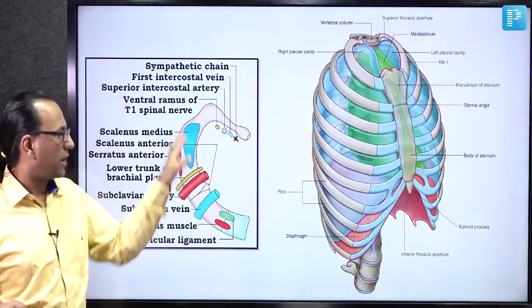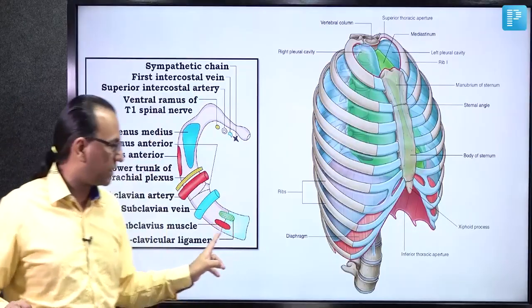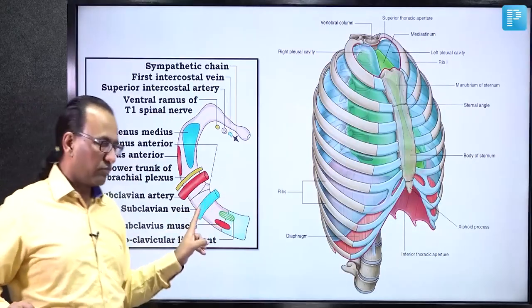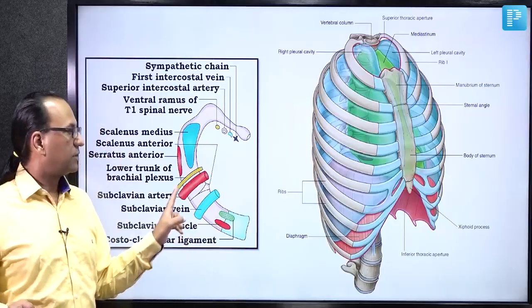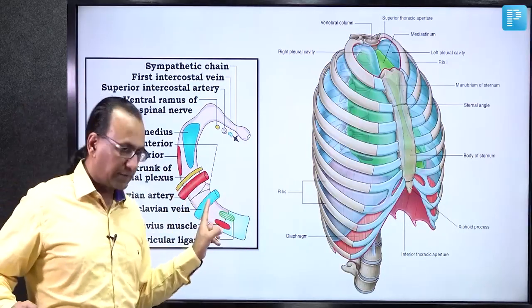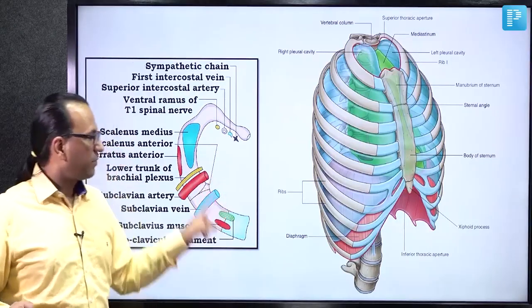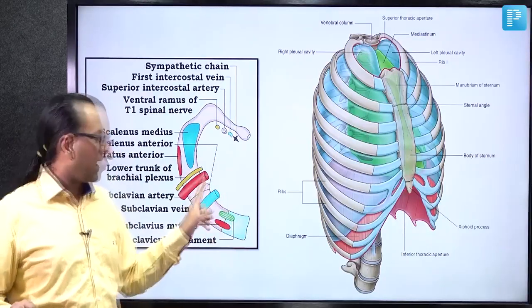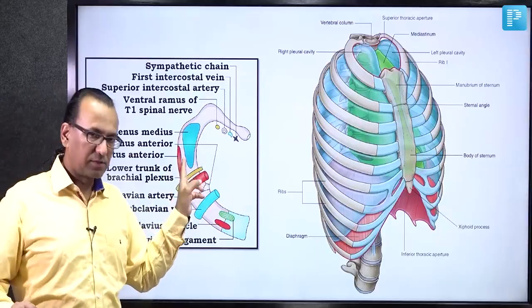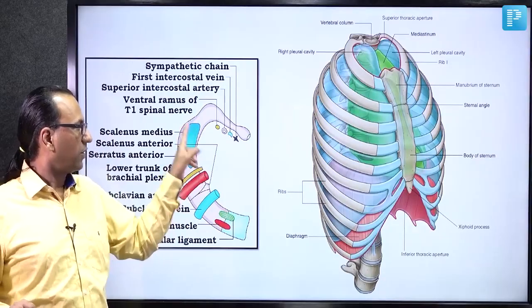And what is running on the superior surface of the first rib? If you remember, we have discussed the subclavian vein, which becomes the axillary vein. This is the subclavian artery, which becomes the axillary artery, sandwiching the tendon of the scalenus anterior muscle inserted on the inner border of the first rib. And what is this insertion of? That is scalenus medius. Scalenus medius is inserted on the superior surface of the first rib.